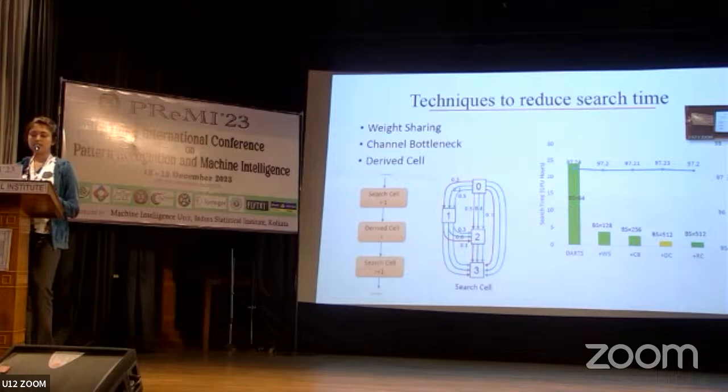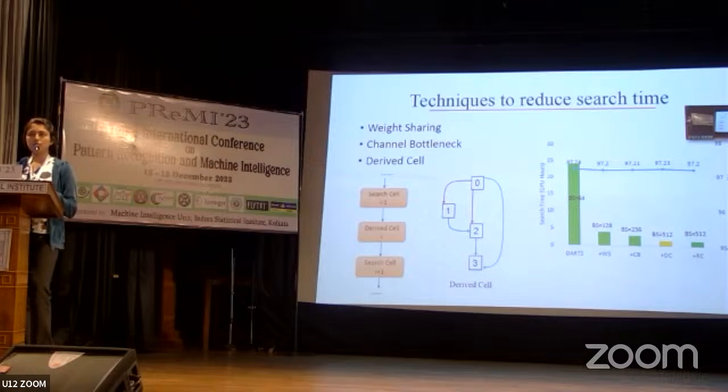And the last augmentation is the use of derived cell. So instead of using the search cell, we use the derived cell alternatively. This cell is engineered to have only one edge between nodes. This edge is selected based on the architecture parameters, so the highest architecture-parametered operation is chosen in the edge. This again decreases the number of weights and alphas, the architecture parameters to learn, hence reducing the memory overhead. And thus we can use higher batch sizes.